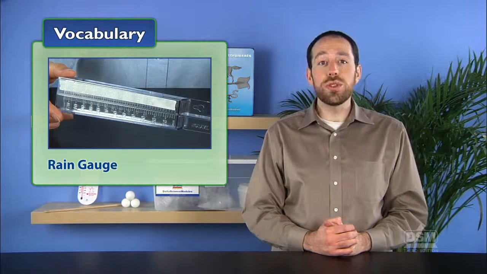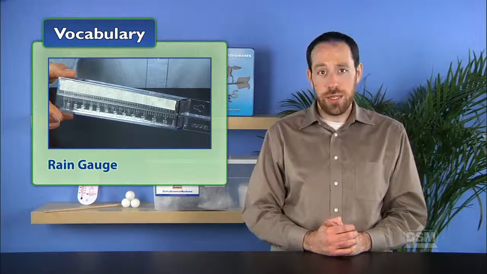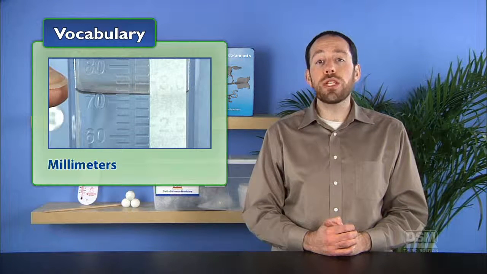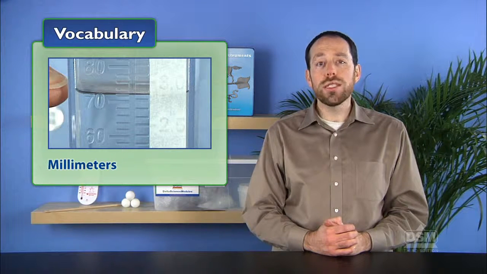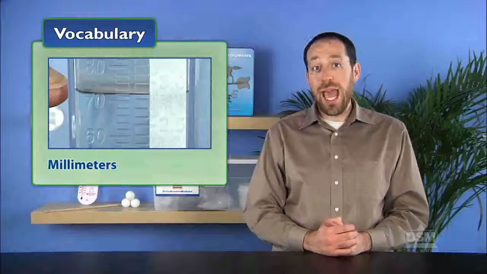Accept all reasonable answers. Tell the students that the rain gauge is an instrument used to measure the amount of precipitation. Inform the students that they will be measuring precipitation in millimeters. Millimeters are a metric unit of length equal to 0.1 centimeters or 0.001 meters. Add some water to the rain gauge and show the students.